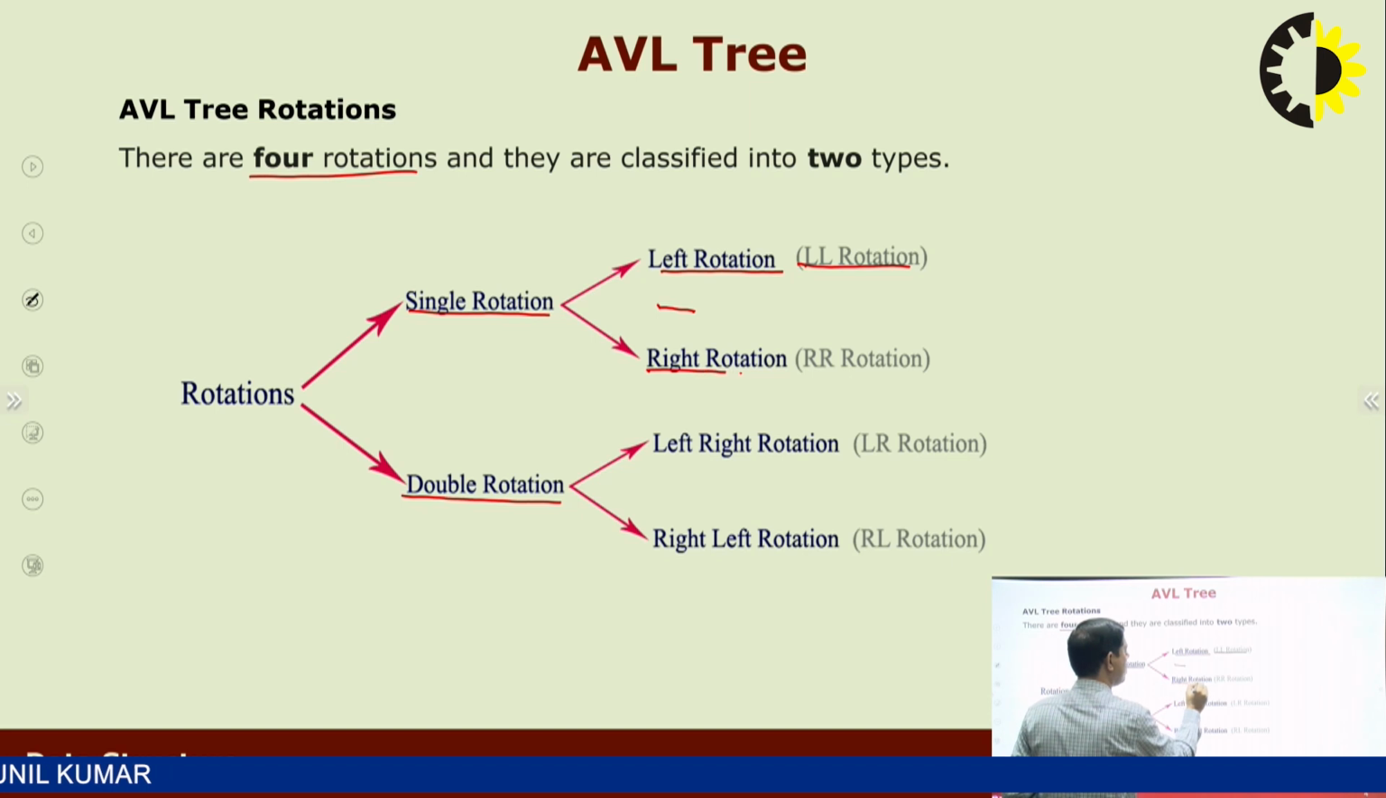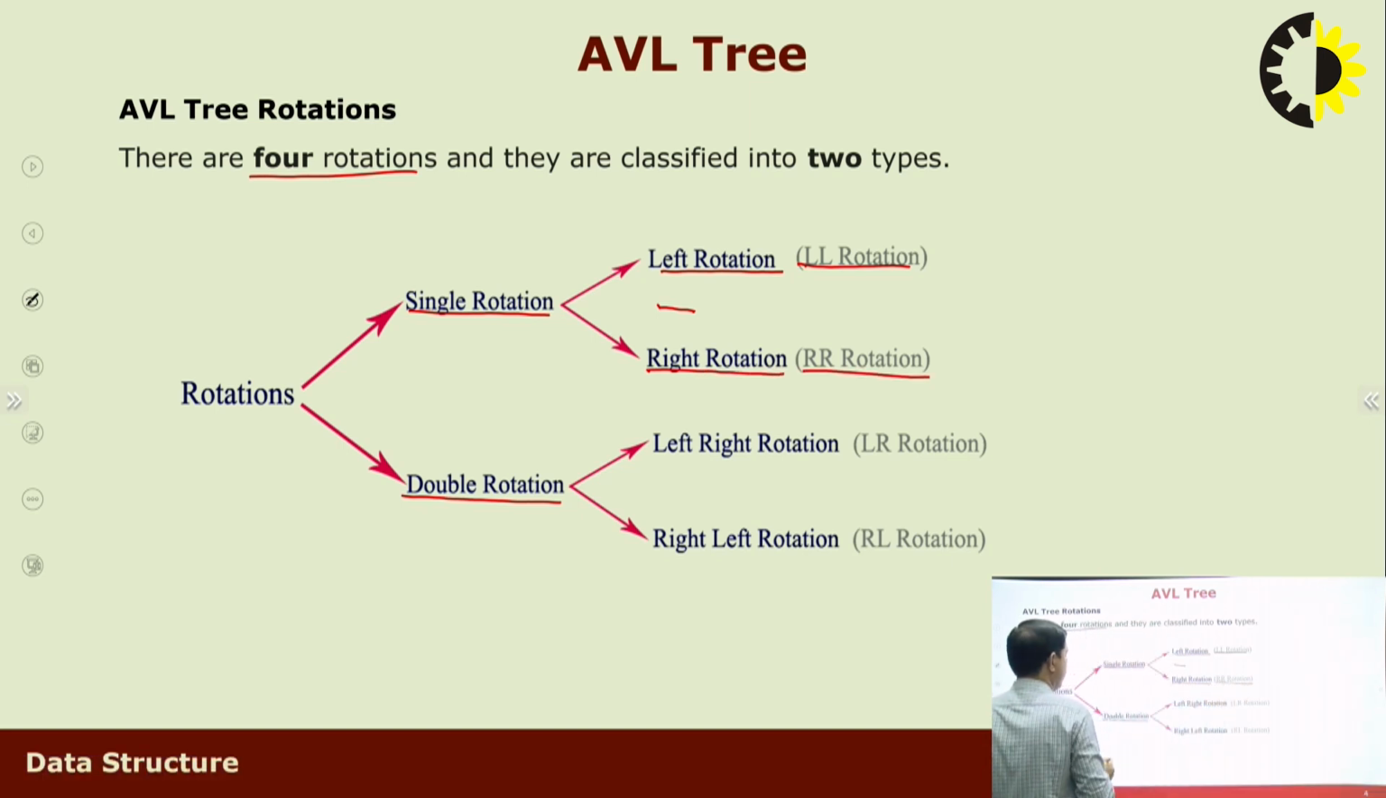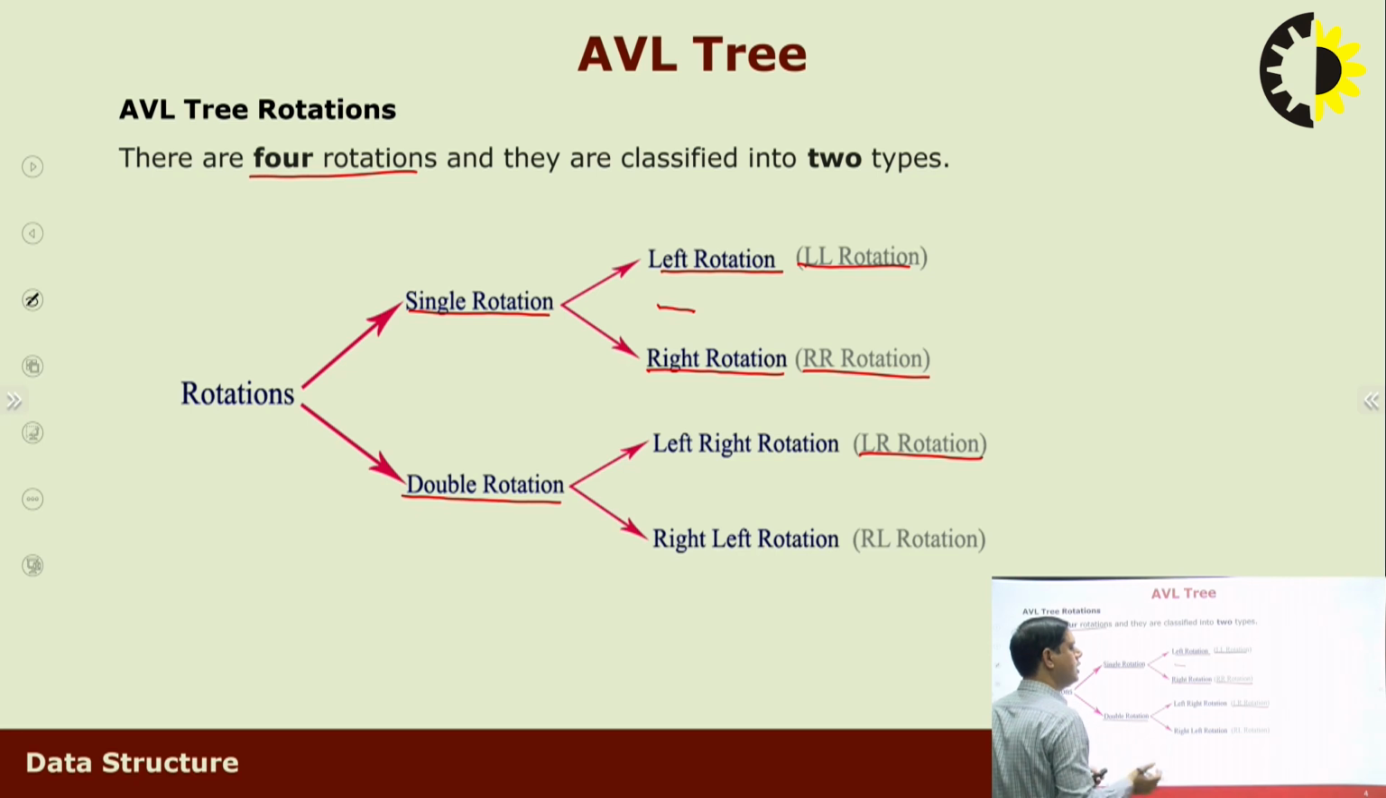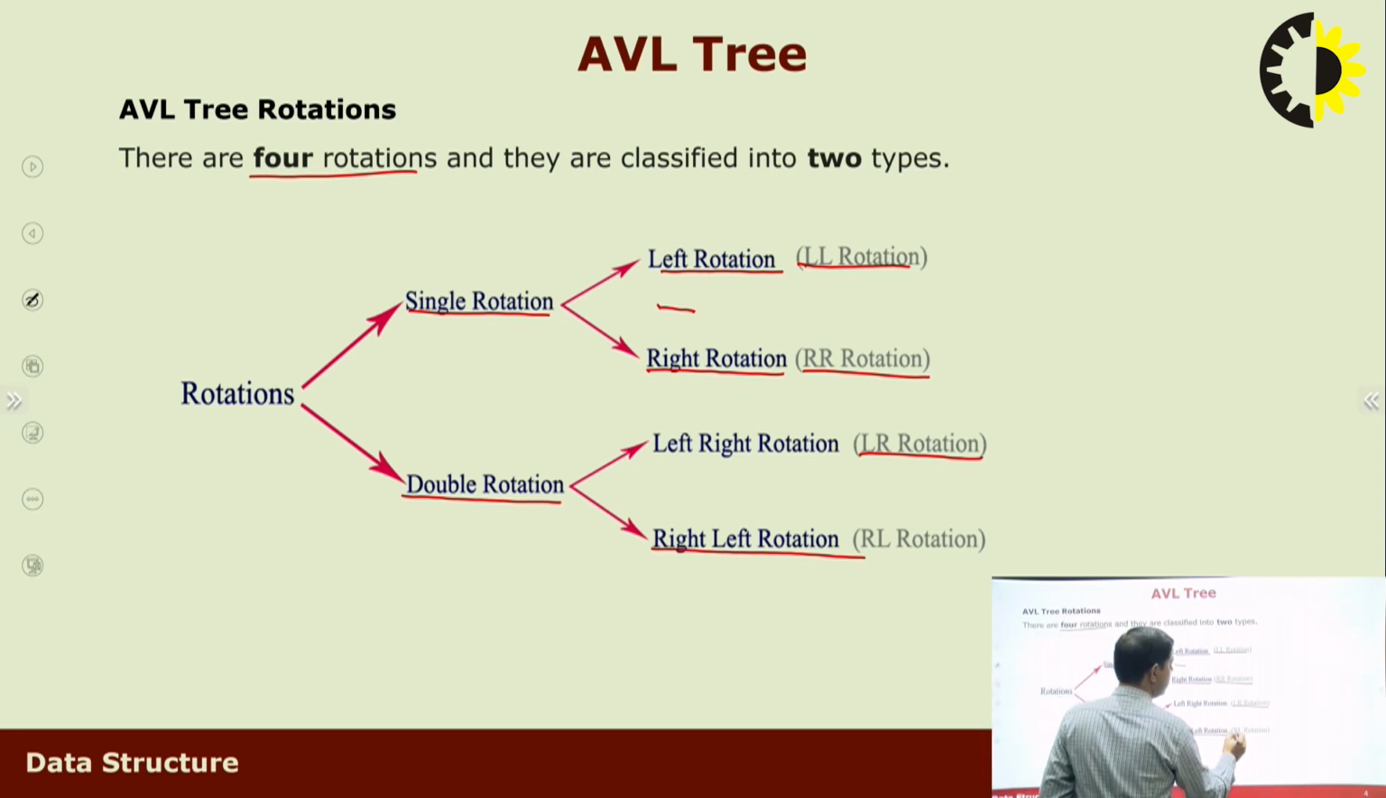That can be right rotation. That is called RR rotation. In double rotation, there are 2 categories. That can be LR rotation. That means first of all, we will rotate left side, then we will rotate right side. And another category is called right left rotation. That means first of all, we will rotate right side, then we will rotate left side. Now these 4 rotations can be understood in a better way with the help of examples.